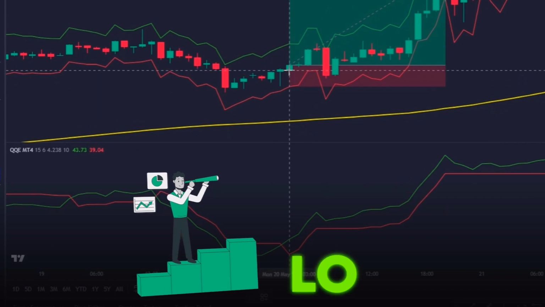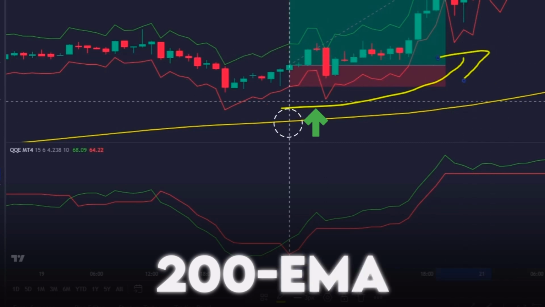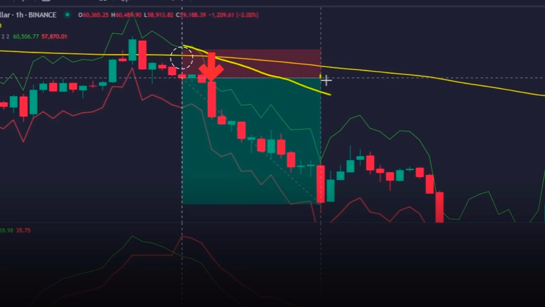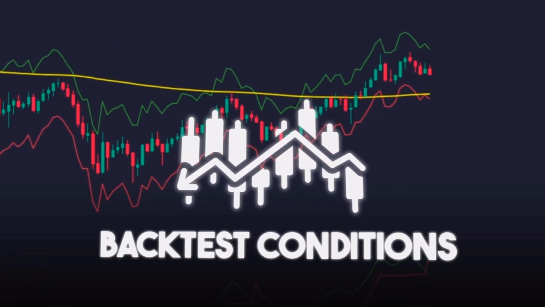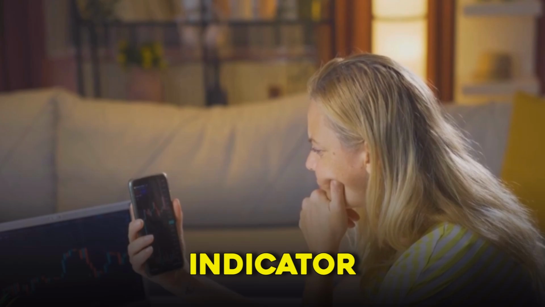Here you have an example of a long position where the price is above the 200 EMA, and here we have a short trade example where the price is below the baseline. And in short, these are our backtest conditions. Let's now see how the QQE MT4 indicator will perform.